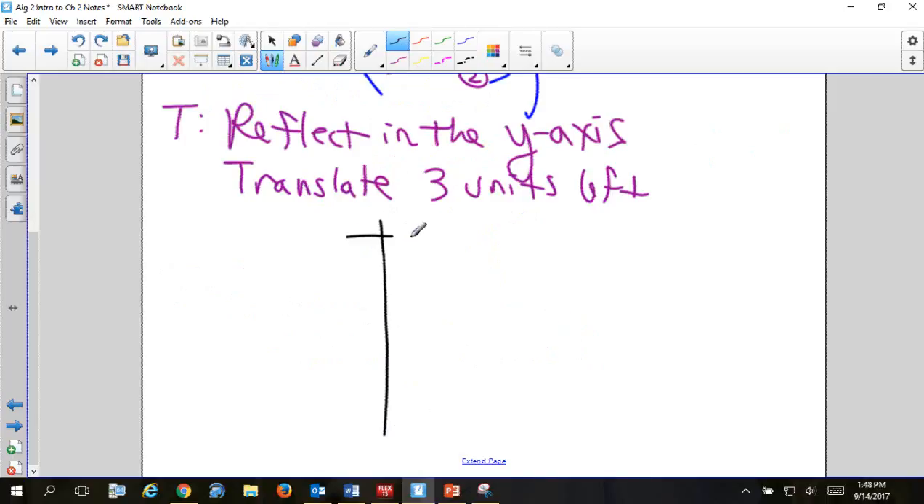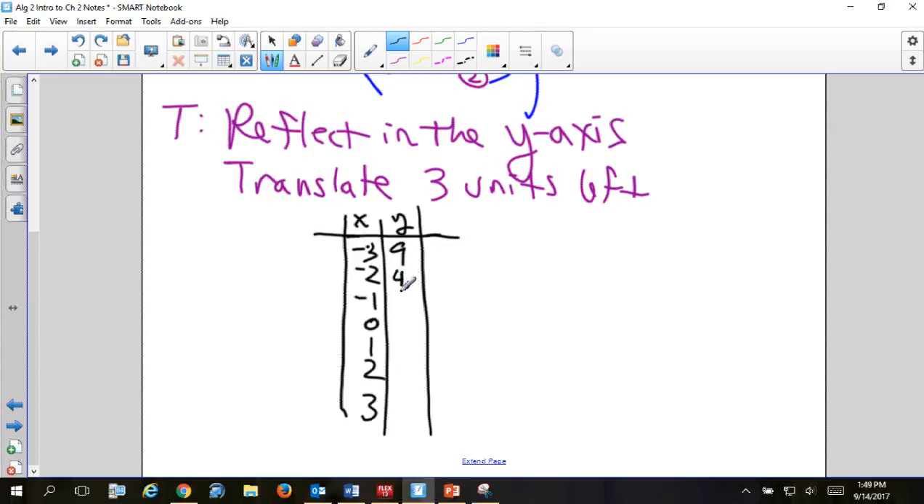So what I'm going to do is I'm going to make a table, and for spacing wise, my table is going to have 4 columns. So you got to kind of write small, okay? You can put it wherever you can fit it around this question. It's going to have 4 columns though. The middle 2 columns are x and y. And I'm going to put my parent function in the middle 2 columns. So -3, -2, -1, 0, 1, 2, 3. 9, 4, 1, 0, 1, 4, 9. So I put those in there.